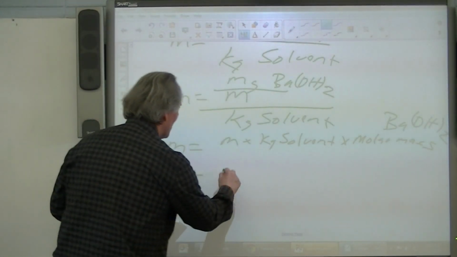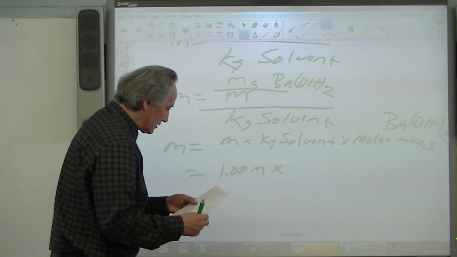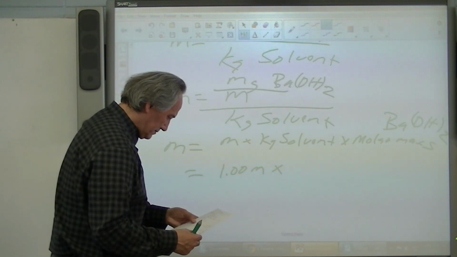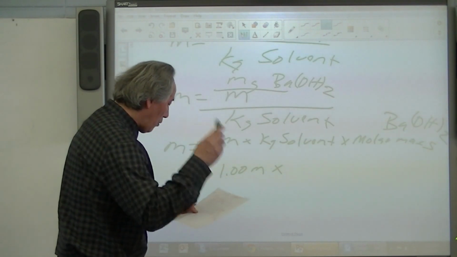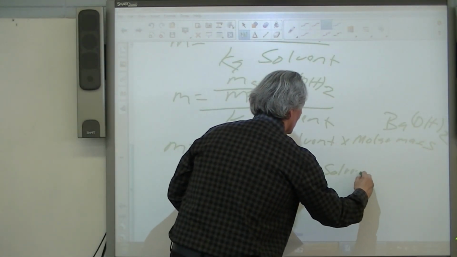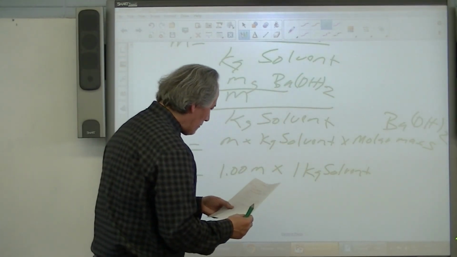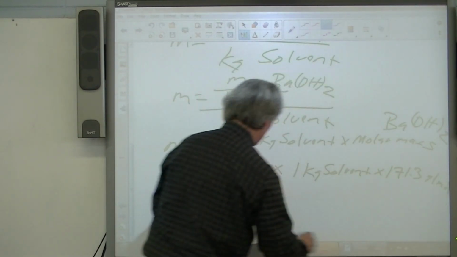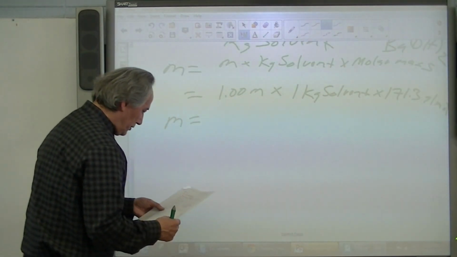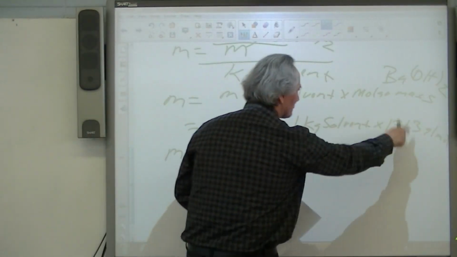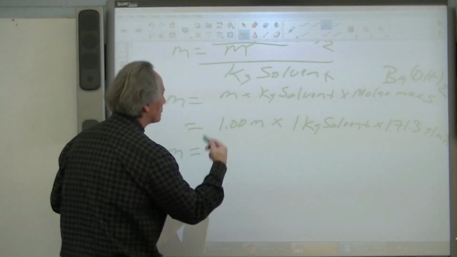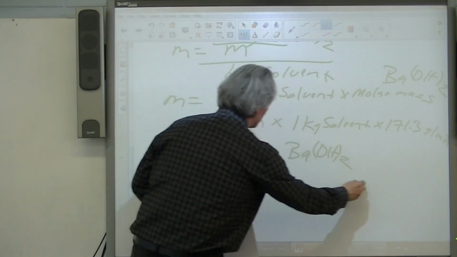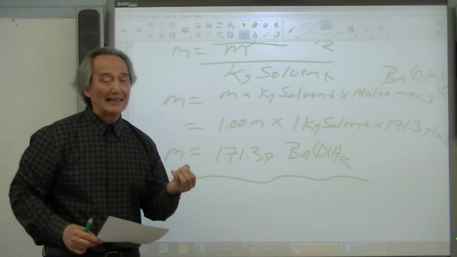The molality given to us was 1.00 molal, times the kilogram solvent, which is 1 kilogram solvent, times our molar mass of the barium hydroxide, 171.3 grams per mole. It's a pretty easy calculation: 1 times 1 times 171. So our mass of the barium hydroxide is 171.3 grams, and we have just solved our second molality problem.